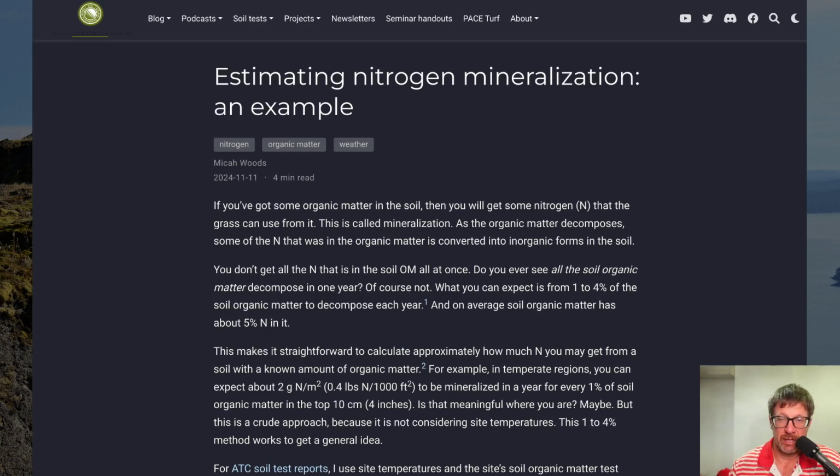And then in warmer places, if you go to Texas or Florida or southern Italy or Dubai, places that have a higher temperature and a longer time in the year with warm temperatures, you would expect to see more rapid decomposition. More of the organic matter in the soil would decompose. And now you might be closer to the 4% annual number.